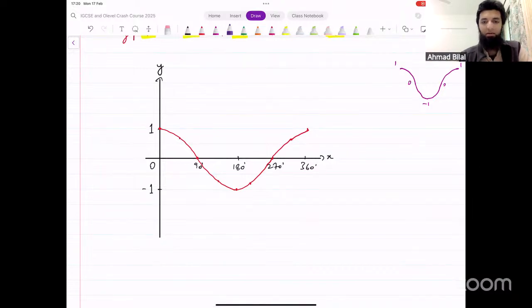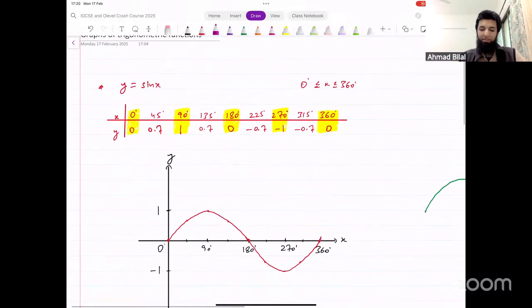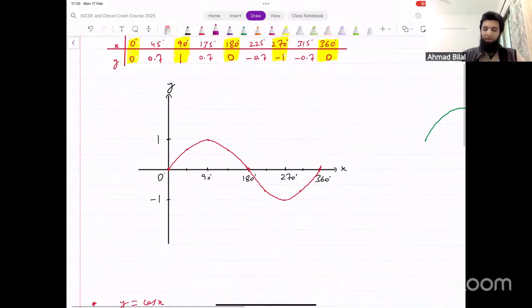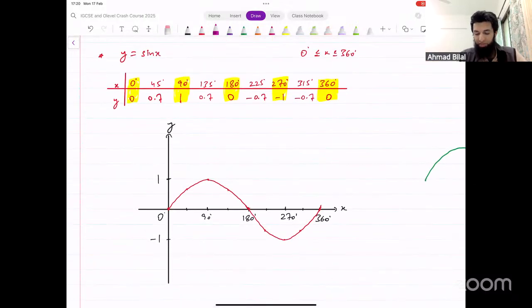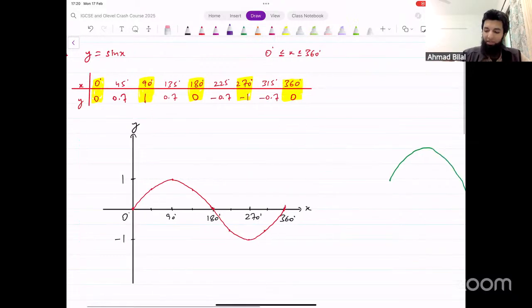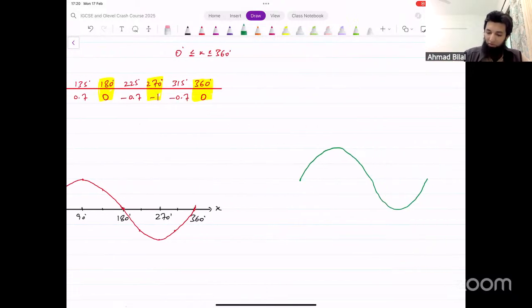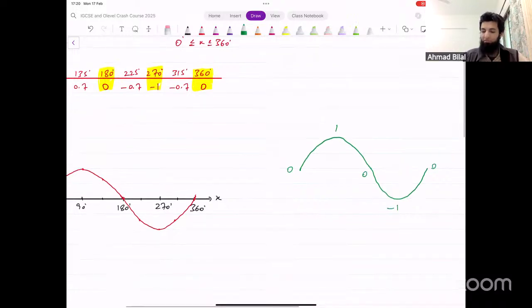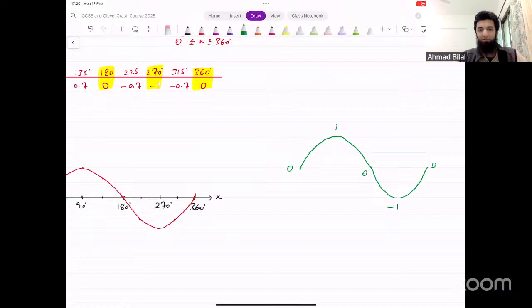Again, in IGCSE, this is all that you would need to know: how to draw these graphs, sine x and cos x. And you can just memorize these graphs. Memorize the shape of the graph, memorize these points. Sine starts from 0, goes to 1, 0, -1, 0. So 0, 1, 0, -1, 0.